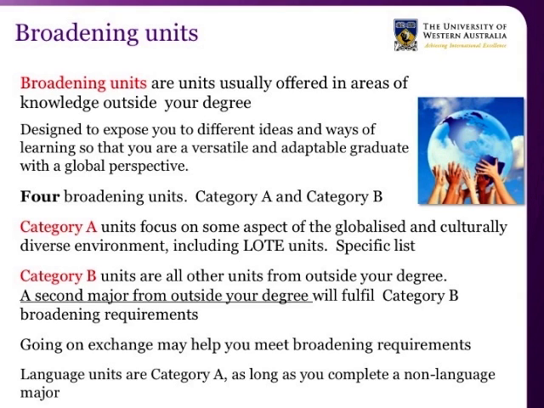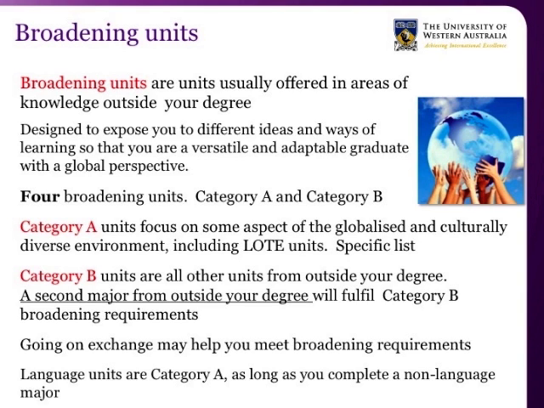What are broadening units? They are units usually offered in areas outside your degree. They are designed to expose you to different ideas and ways of learning so that you become a versatile and adaptable graduate with a global perspective. You need to complete 4 broadening units, and they come in 2 varieties, Category A and Category B. Category A units focus on some aspect of the globalized and culturally diverse environment, including language other than English units. There is a specific list of Category A broadening units, and you can find this on the Handbook website.